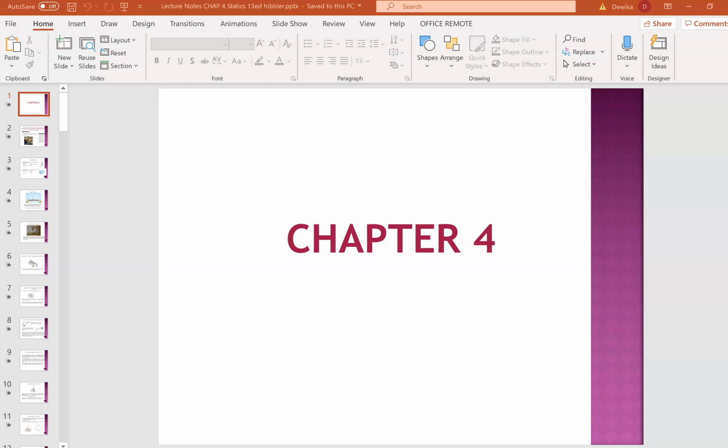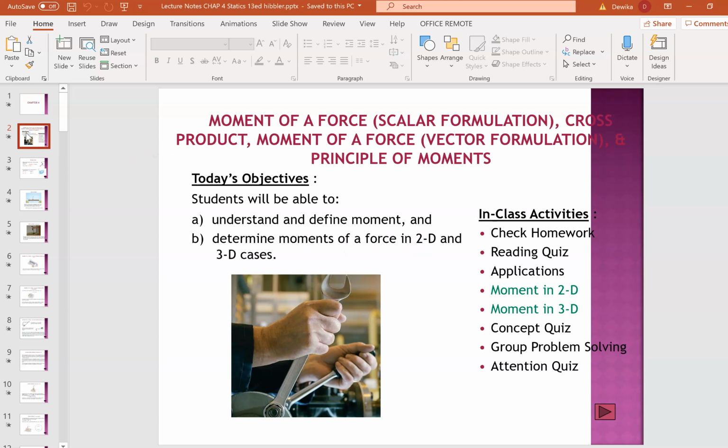Welcome to chapter 4, which is force system resultant. In this chapter we're going to look at 4.1, which is the moment of force and scalar formulation. Then we'll be continuing to cross product, moment of forces, vector formulation, and principle of moments.